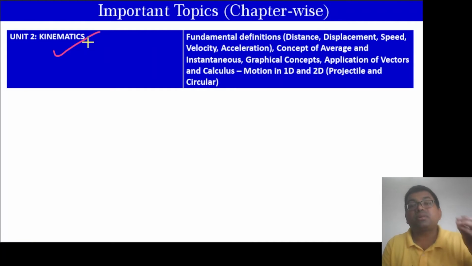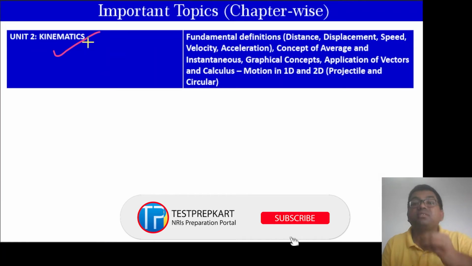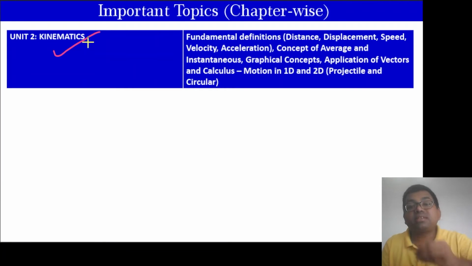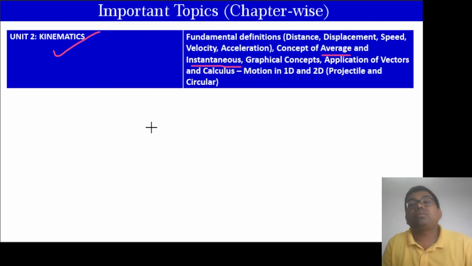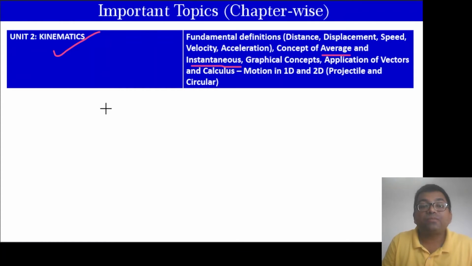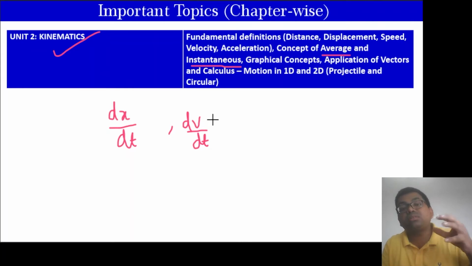Let us say a charged particle is moving, then how its velocity is in a magnetic field, let us say it's going in circular motion. So how the velocity is changing, what is acceleration and all that. The concept of instantaneous and average is important, because when you say instantaneous, then mathematics comes in: dy by dx, right? For example, dx by dt, dv by dt.